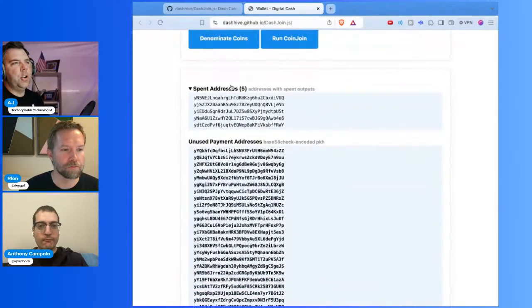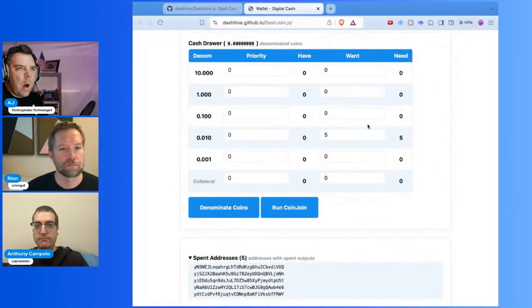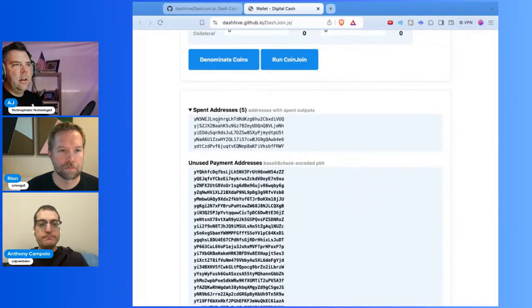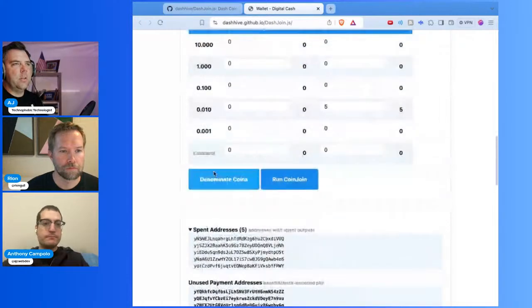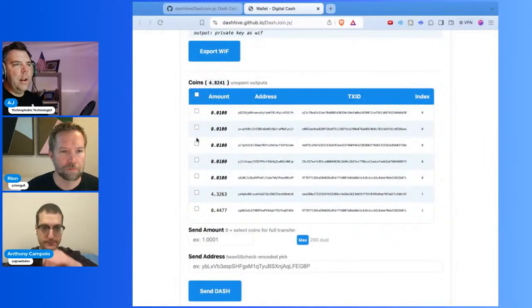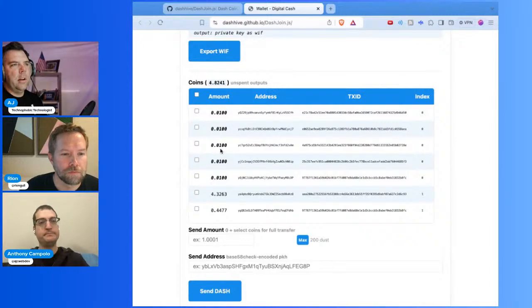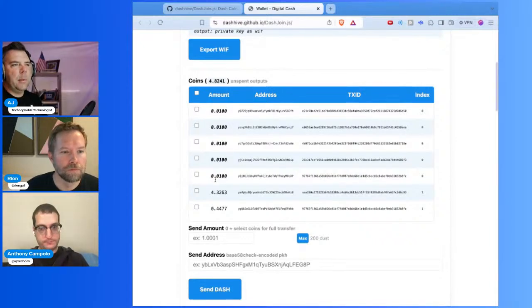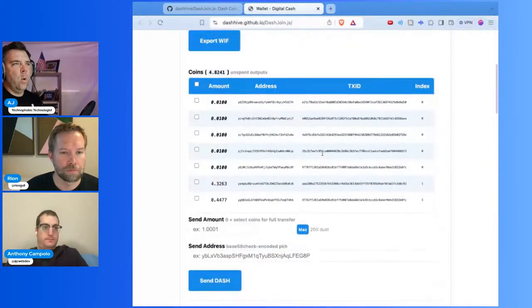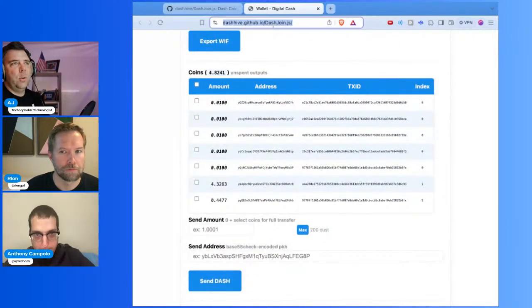Yeah, so it says, are you sure you want to send 0.01 to, and then whatever address it had picked. And so now you can see there's 5 spent addresses. The unused addresses have gone shorter. And then now if we go back up to our coins, you can see that these are bolded and italicized, which means that they are denominated. And then we'll do a demo a little bit later, or let's just do the demo now, actually.